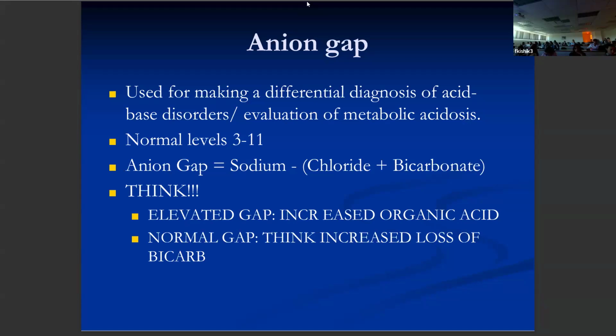So this anion gap, if it's elevated, kind of gives you a differential of what could be causing that. So if you have a normal gap, let's say your anion gap is 5. That's a normal gap, but they're acidotic. So think of increased loss of bicarb in those patients. Whereas if you have an elevated gap, think about organic acid increasing. And I'll tell you what that means.